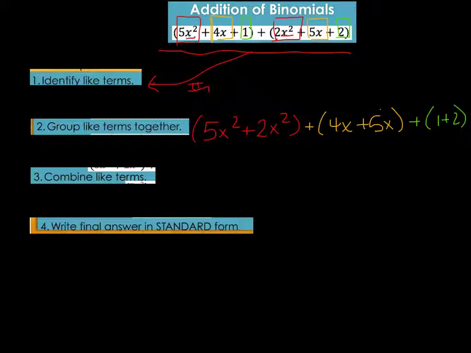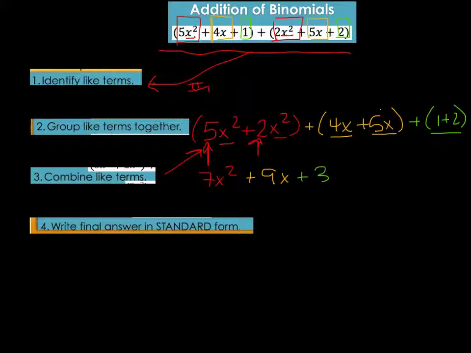From there, our next step is to combine those terms, actually do the math. So let's do the math. 5x squared plus 2x squared. We don't need to pay attention to the variables anymore. We can just pay attention to the coefficients in front of them, so just these numbers in front of them. 5 plus 2 is 7, so we have 7x squared. We can do the same thing for the 4x and the 5x. That equals 9x. And our last one, 1 plus 2, that's an easy one.